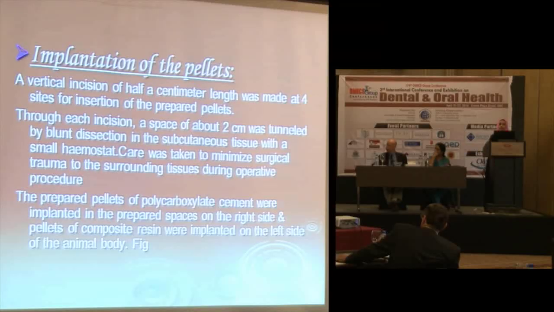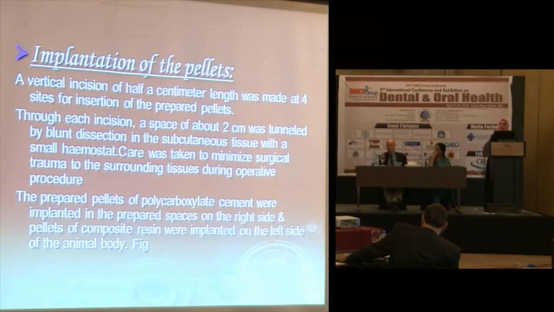And the implantation of the pellets. A vertical incision of half a centimeter length was made at 4 sites for insertion. Then through each incision, a space of about 2 centimeters was tunneled by blunt dissection in the subcutaneous tissue with a small hemostat. Care was taken to minimize surgical trauma to the surrounding tissues during the operative procedure.